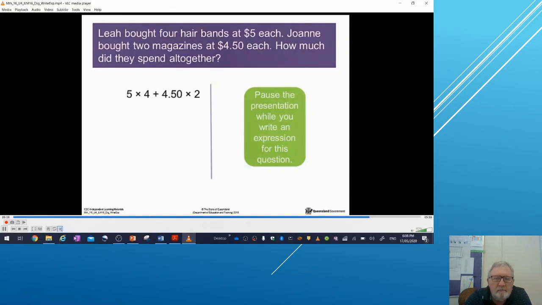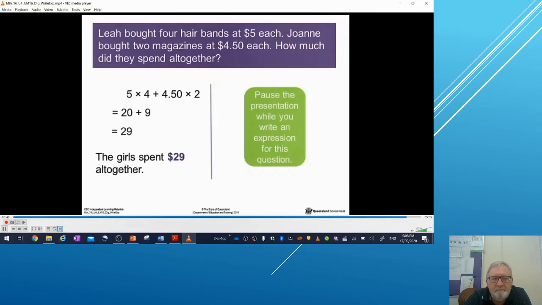One expression you might write is 5 multiplied by 4, add 4.50 multiplied by 2. There is no need to add brackets as the conventions lead us to calculate the multiplication before we calculate the addition. 5 multiplied by 4 is 20, and 4.50 multiplied by 2 is 9. Adding these two answers together, we get 29.